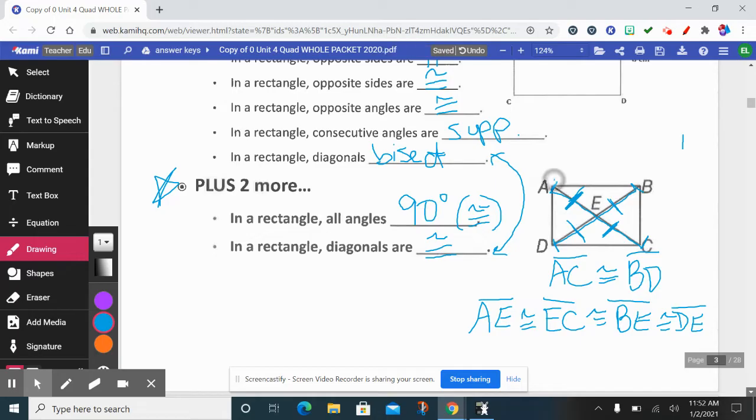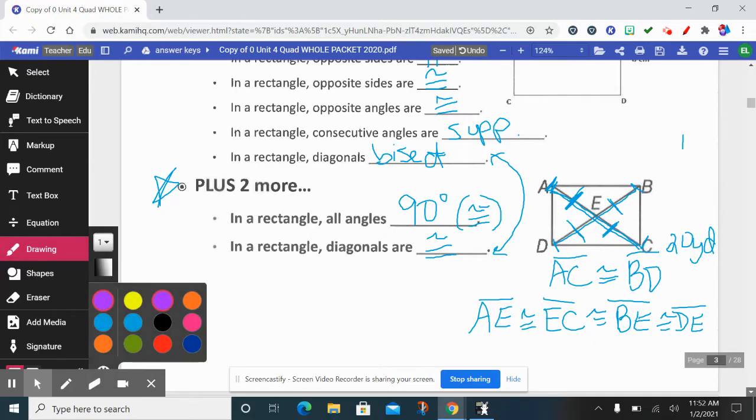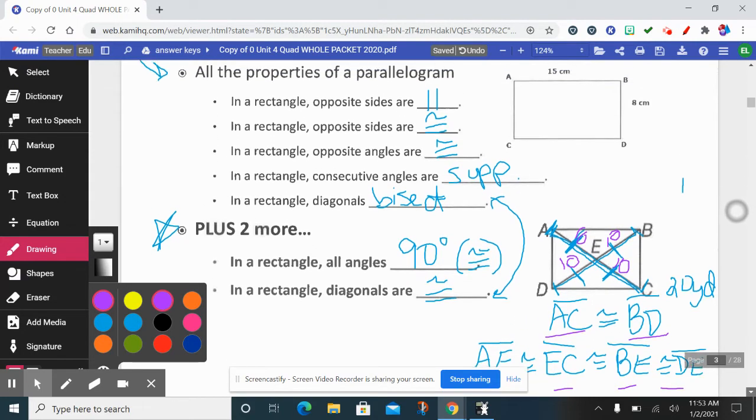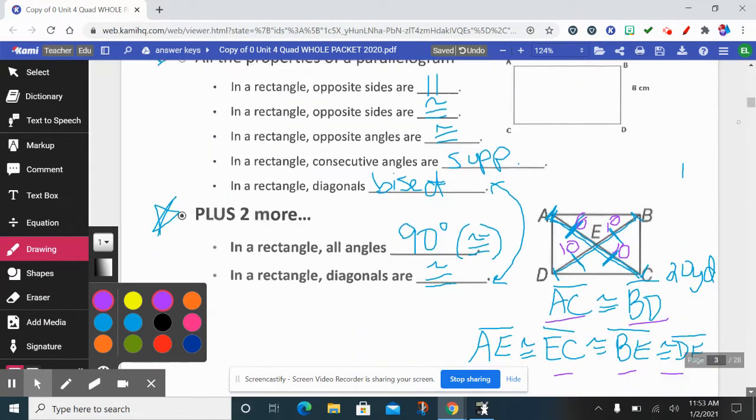So if I told you the length from A to C, if we measured it and it was 20 yards, all right, then AE would be 10 yards long. EC is 10 yards long. This would be 10 yards and 10 yards because these are equal and they're cut into 4 equal pieces. Okay. So those are a couple facts about our rectangle and our parallelogram.